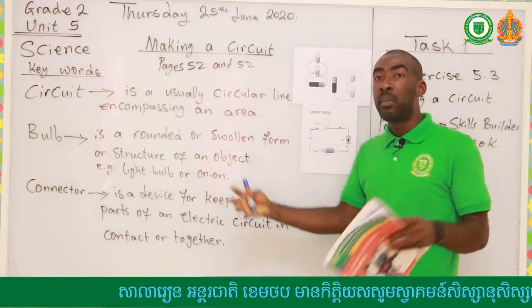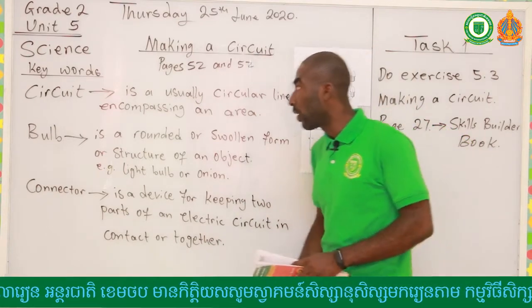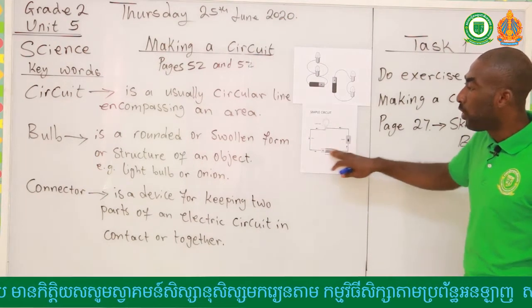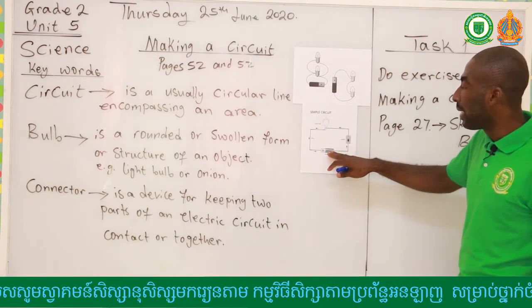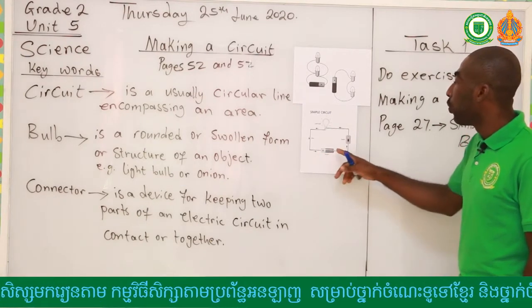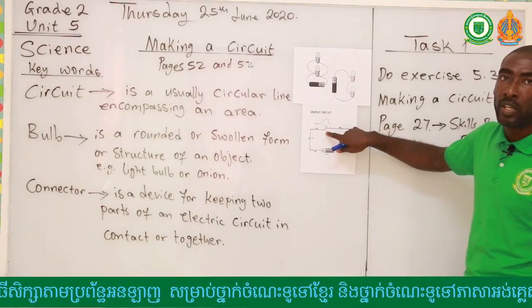So a connector brings two things together, puts them together. Okay, well, so this is how the circuits work. You put your battery here, you connect the negative and the positive side. So both the negative and the positive side end on your bulb.